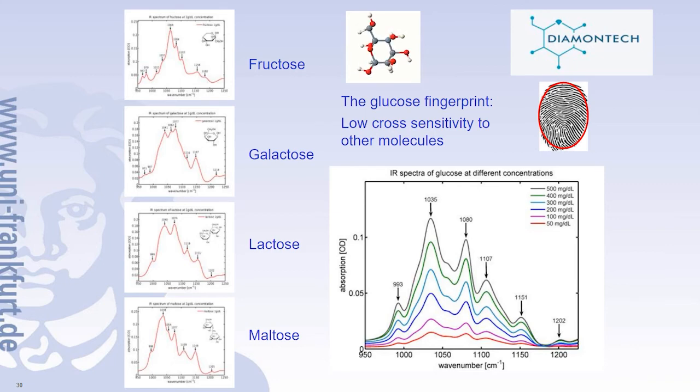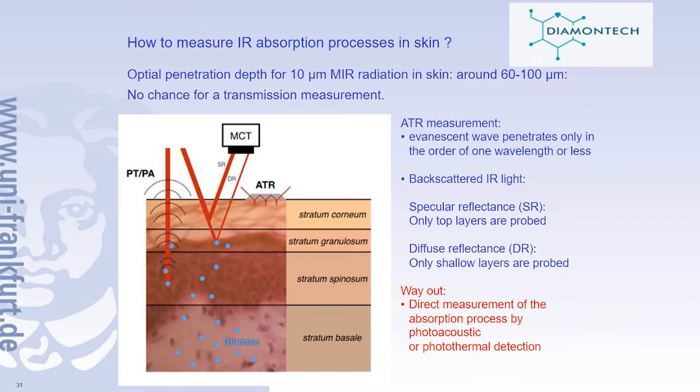We make use of that fingerprint in the infrared and use a laser system here. You have to send infrared light into the tissue. Infrared radiation at 10 micrometers penetrates about 60 to 100 micrometers, a tenth of a millimeter. We don't have the chance for transmission measurements, but we can use photothermal or photoacoustic technologies to detect the absorption process here. How is that done?